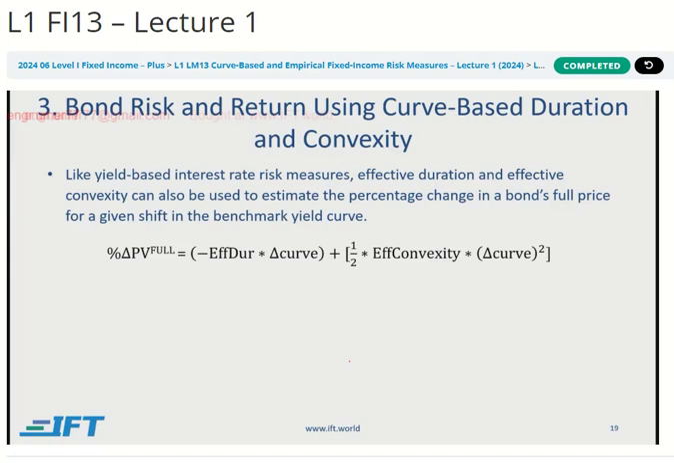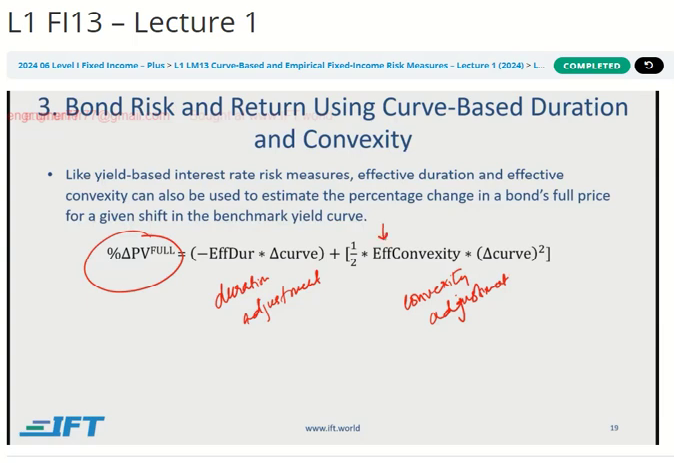Right, and we have basically applied this concept to calculate the change in price, where we take the duration adjustment and we take the convexity adjustment. So exactly like that from before, right? Where we were doing it for the approximate duration and approximate convexity, here we will just be using the effective duration and effective convexity with the change in curve instead of change in YTM. Everything else is the same.